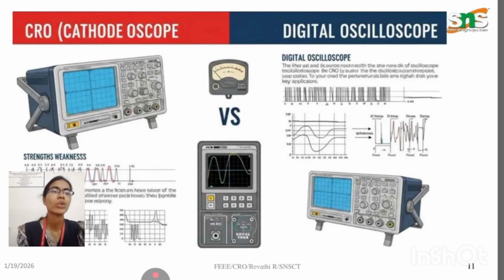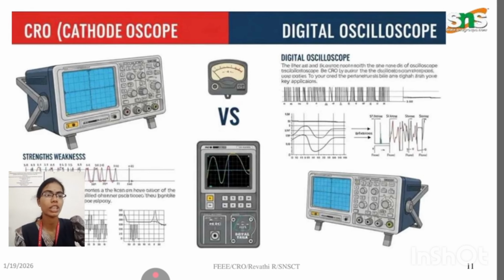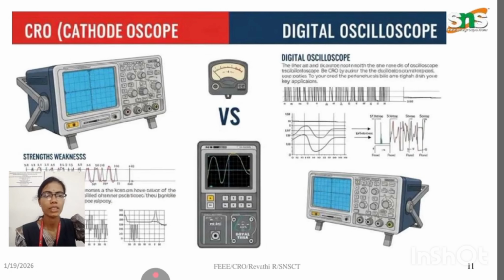The cathode ray oscilloscope and the digital oscilloscope are the two types of CROs. The CRO is employed to measure the waveform for the given division, which is used as voltage or time period.